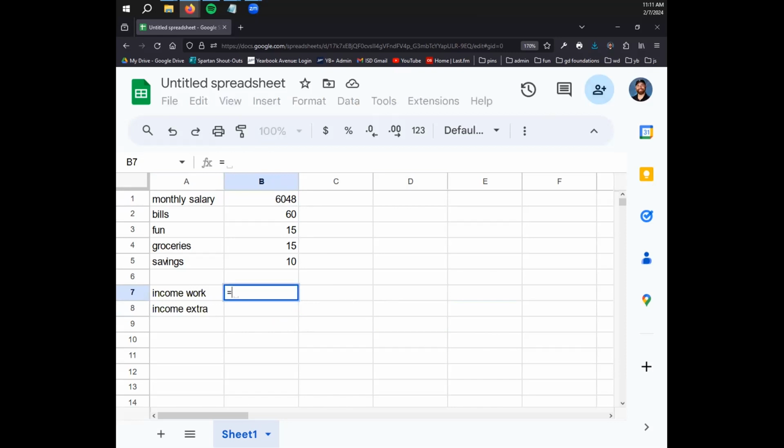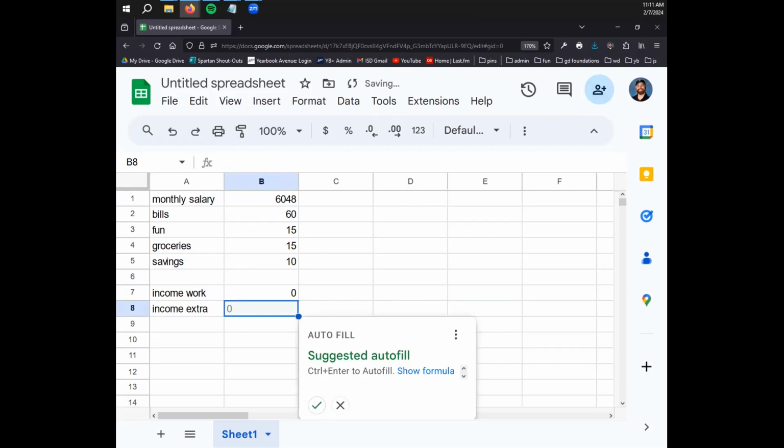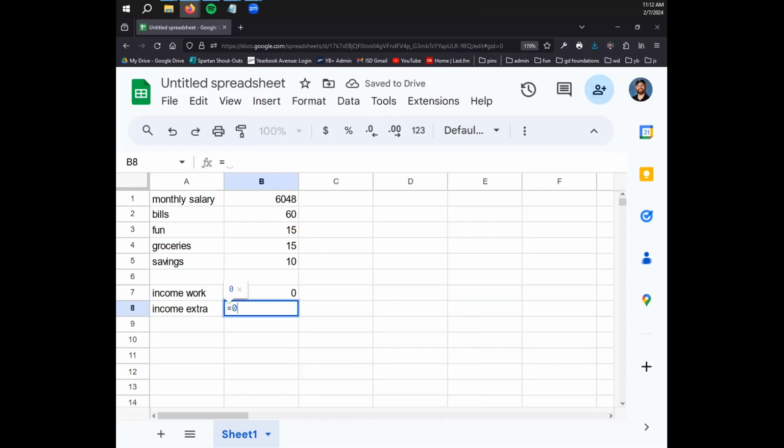I usually put an equals 0, and it's just going to automatically equal out to 0 because we're going to change that number later, or we can easily add to it, especially in the income extra section. When you find $20 on the ground 30 times a month, you can just add it each time you find a $20 bill on the ground. So these are the notes that you need so far.